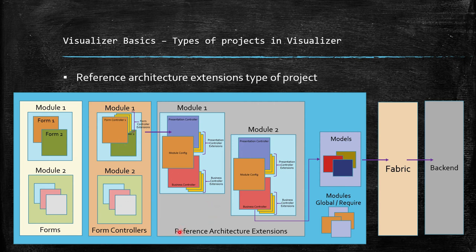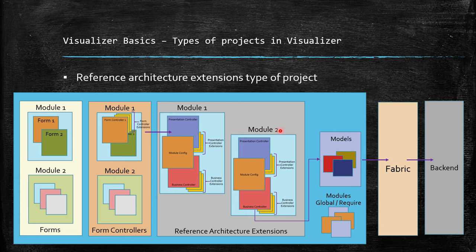The new section that you will see inside a reference architecture extensions type of project consists of presentation controllers, business controllers, and module config. For each functionality that you implement as part of your project, you will create this reference architecture extension group. For example, if you are implementing the authentication functionality and the accounts functionality inside your application, you would have two reference architecture groups, one for the authentication module and second for the accounts module.